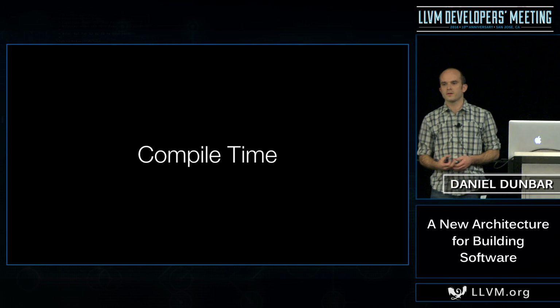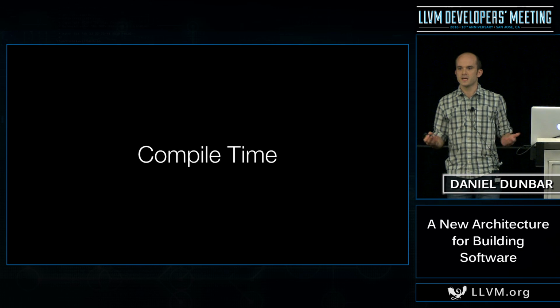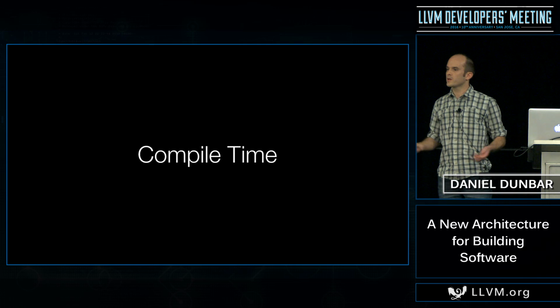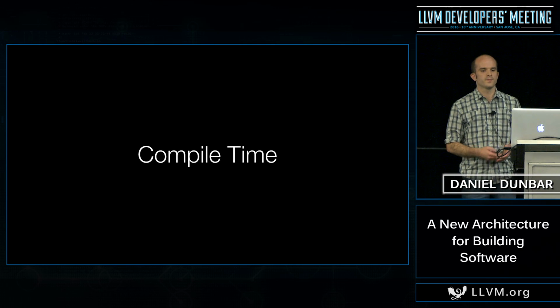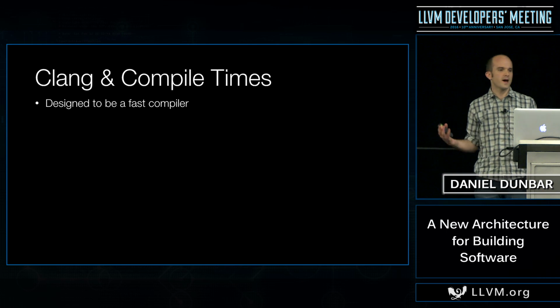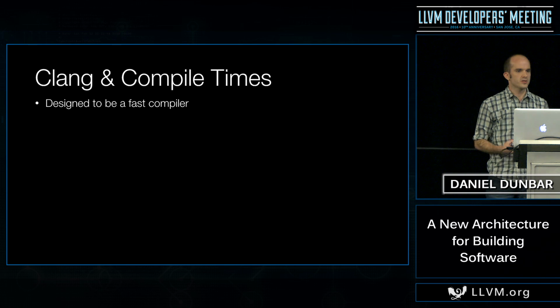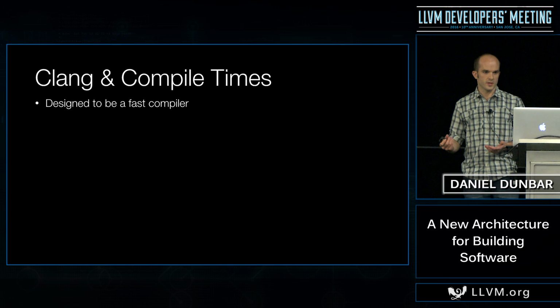So to start with, compile time impacts all of us. We work on a large C++ project, and I think very frequently we find ourselves waiting on the compiler and we would like builds to go faster. So Clang was designed from the beginning to be a very fast C and C++ compiler. That was a big part of the reason to write a new C front end in the first place.